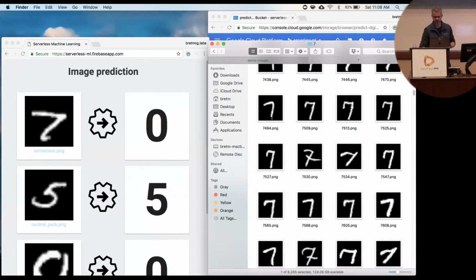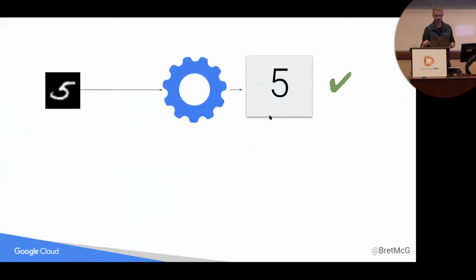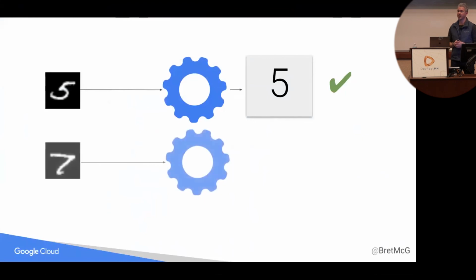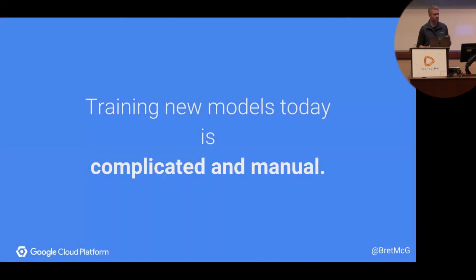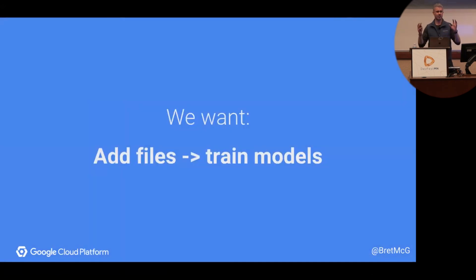All right. So let's get back here. So again, to recap, it was able to recognize, for example, 0, 2, 5, but it was not able to recognize 7. It was such a shocking error that I made in my demo. It's a good thing I had a slide that showed what that error was going to be, recognizing a 7 as a 0. So hopefully by the end, it will actually be able to recognize a 7, and I'll walk you through how that worked. So the short version is training new models today is complicated and manual. By training new models, I mean ingesting all this new data and updating your machine learning models. What we want to do is just add the files.